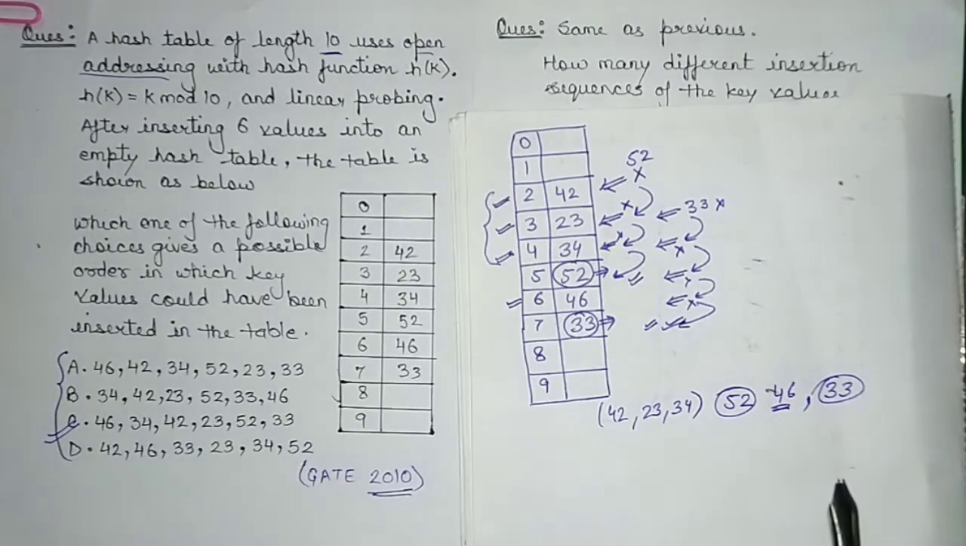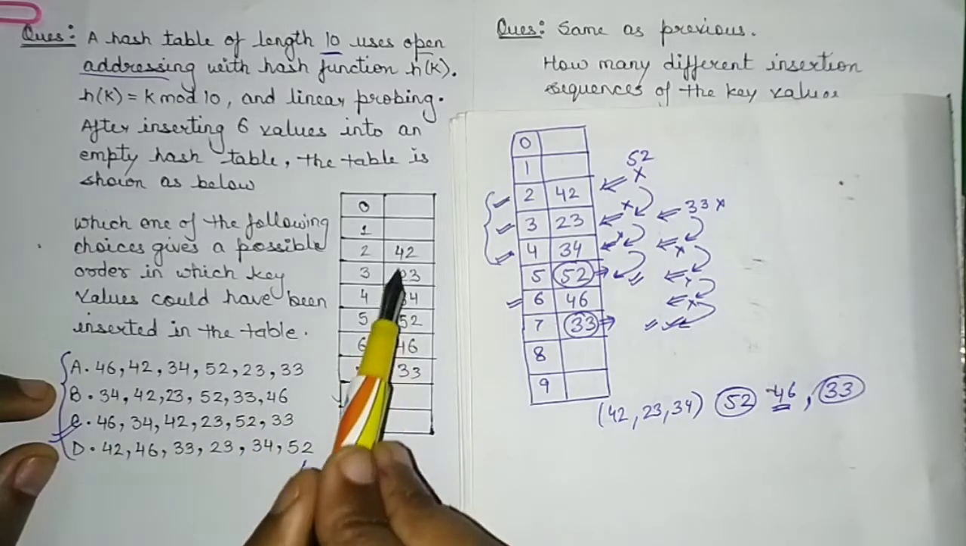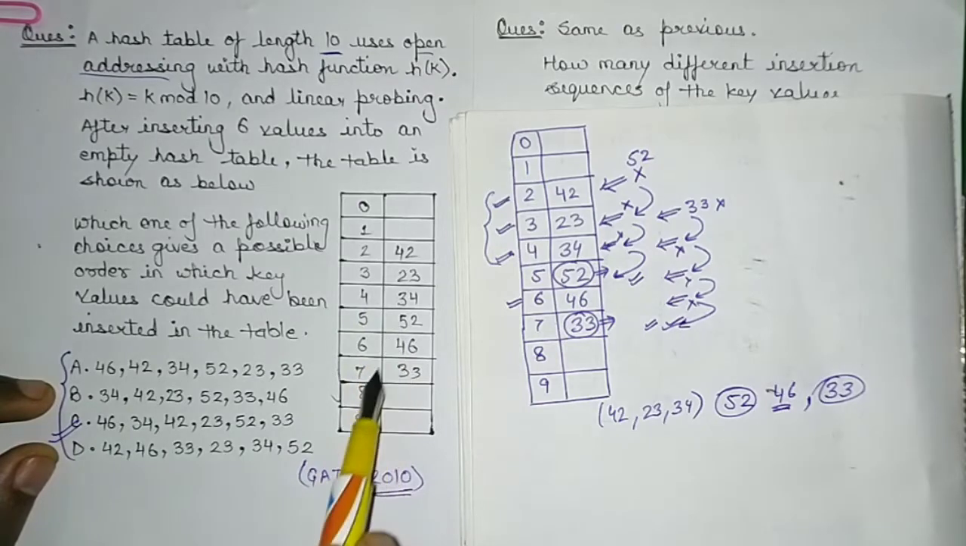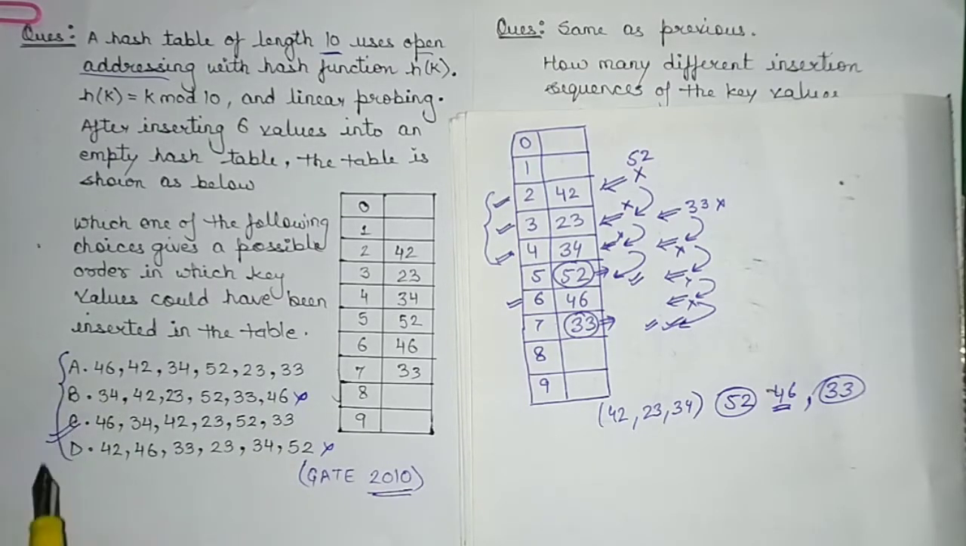Now from this you can check the options. B and D are not the right answer, because 33 is inserted earlier. If we insert 33 earlier, it will go into any of the other slots among these 5 slots instead of this 7th. So B and D cannot be the answer. The answer is C, but let's see how.